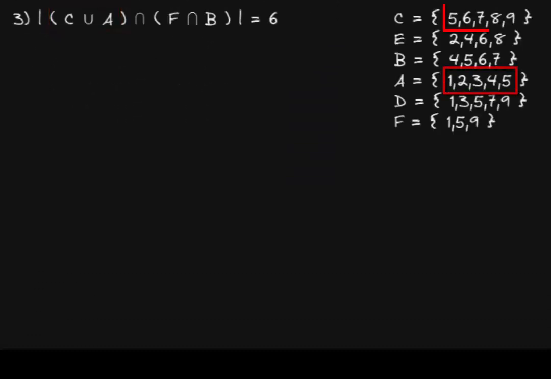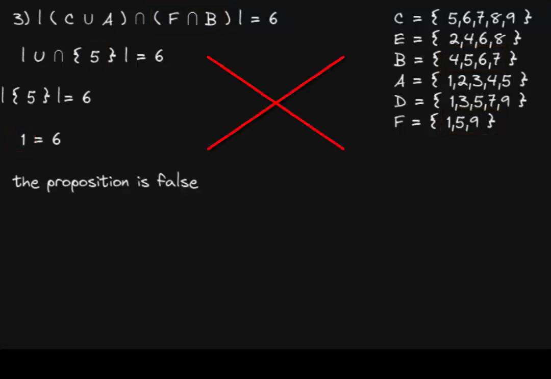Third, A and C contain the entire universe, and the common element between F and B is 5. The size of a set containing only the 5 is 1, so this is false.